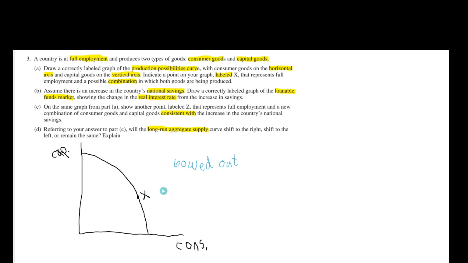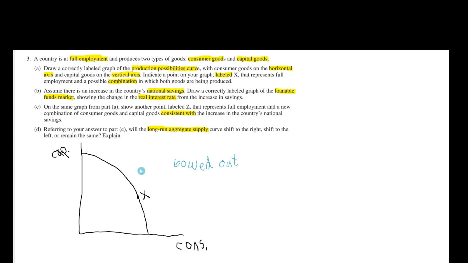Now my X here is located on the curve itself. Why did I put it there? Because it tells us the country is at full employment. If we're at full employment, we can be anywhere along this curve. It means we're using all of our resources efficiently. Nothing is wasted. If we had unemployment, we would be inside the curve here. And outside the curve is not possible with the resources as they currently exist in this situation in this question.